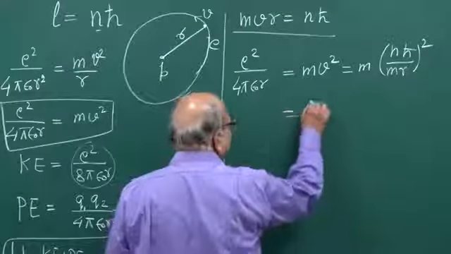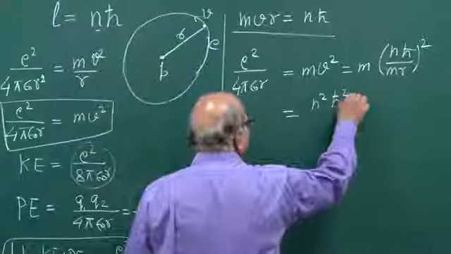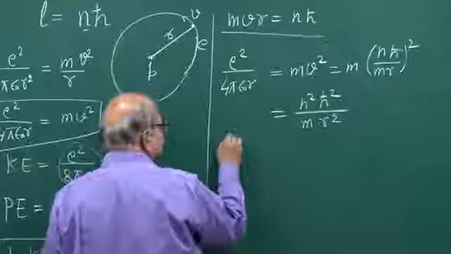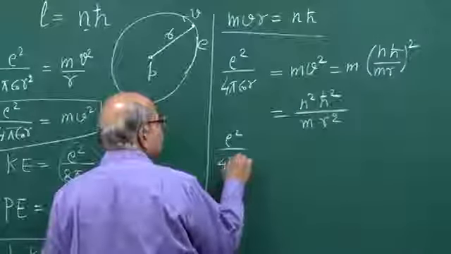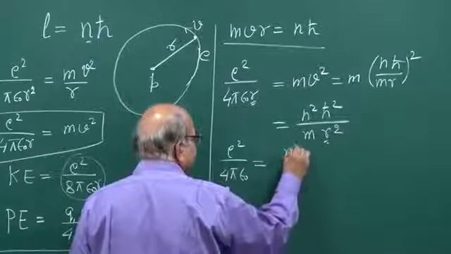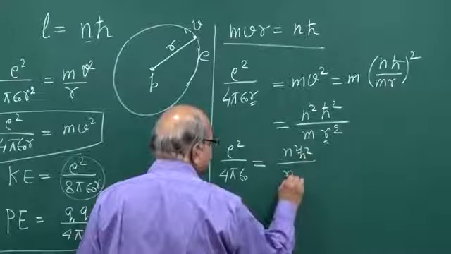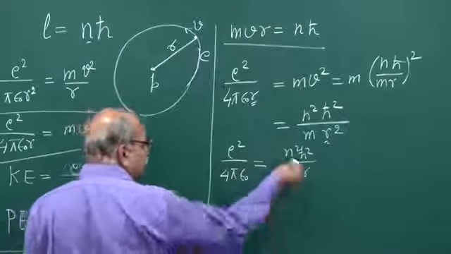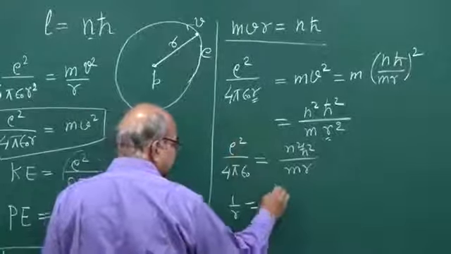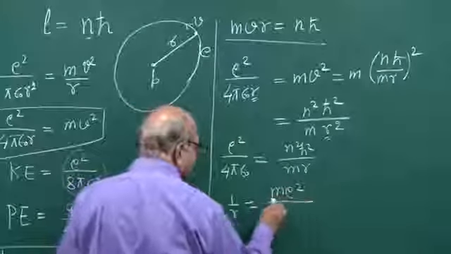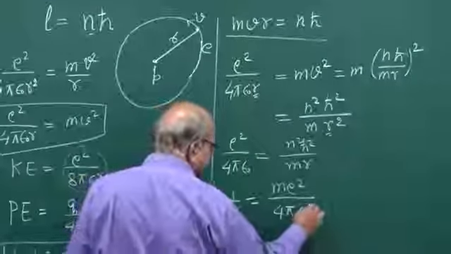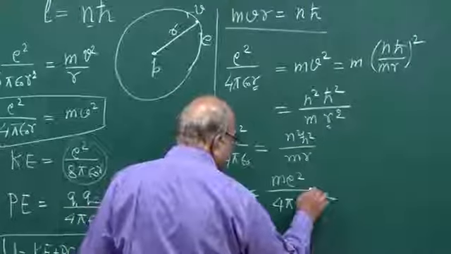So this is equal to n square h cross square divided by m r square, and therefore e square over 4 pi epsilon naught is equal to n square h cross square divided by m r. So what is 1 by r from here? 1 by r is equal to m e square divided by 4 pi epsilon naught, and then n square h cross square. So that is 1 by r.